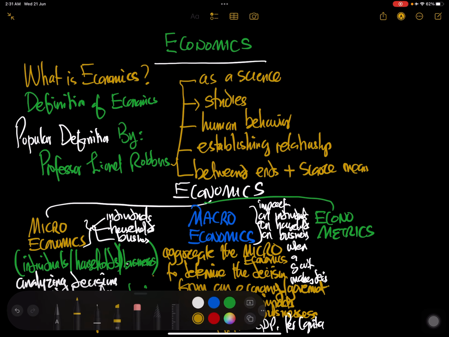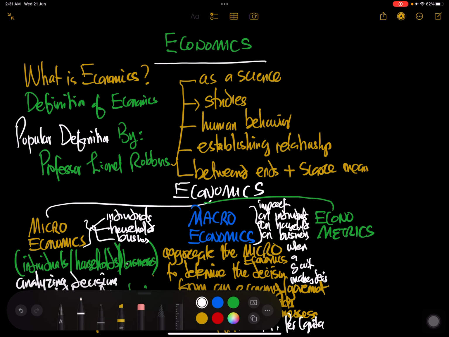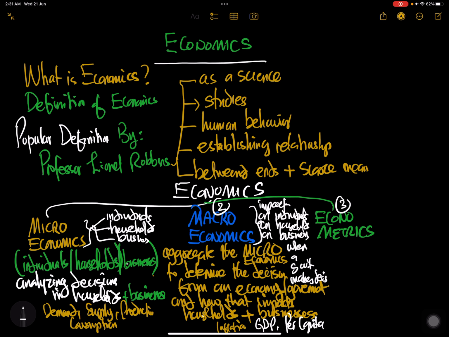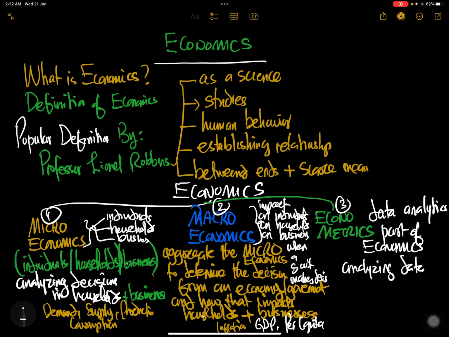On the other hand, the last part, which is the third branch, econometrics, deals with the data analytics part of economics. So analyzing the data collected from micro or macro to interpret results. So that is econometrics for you.